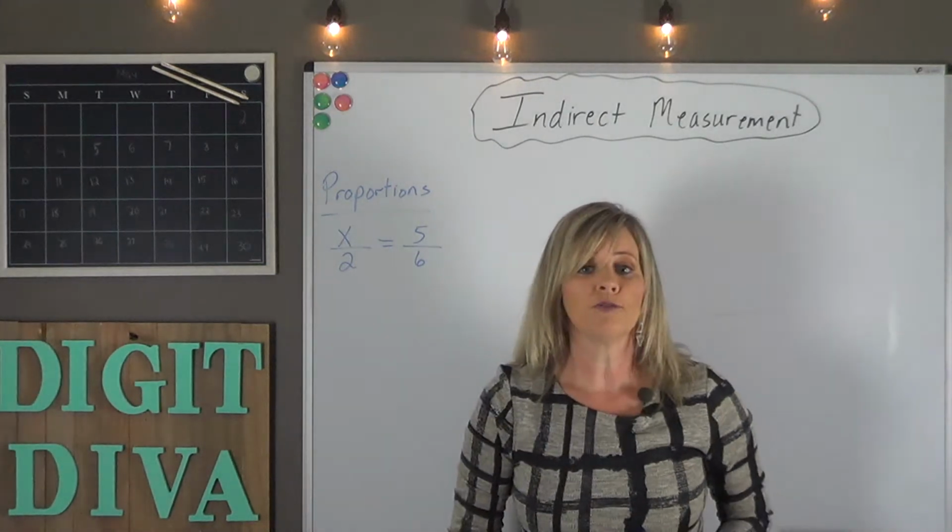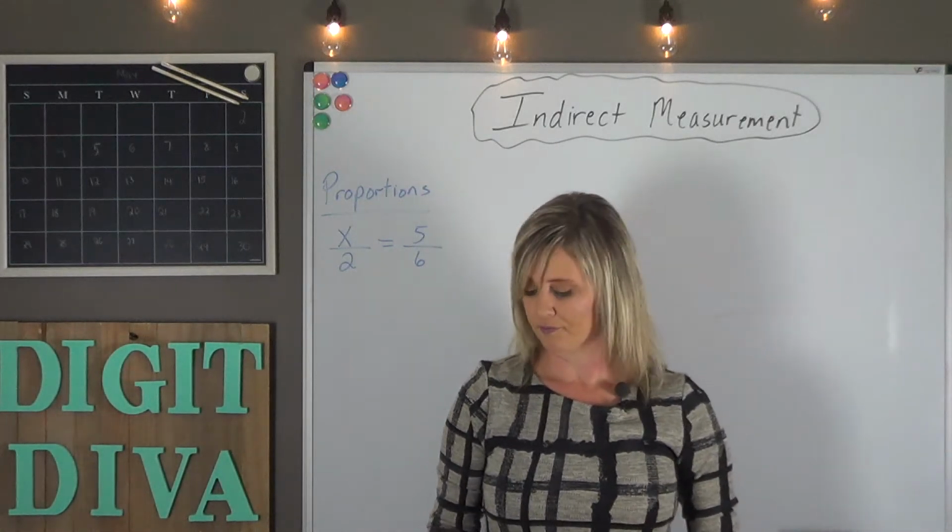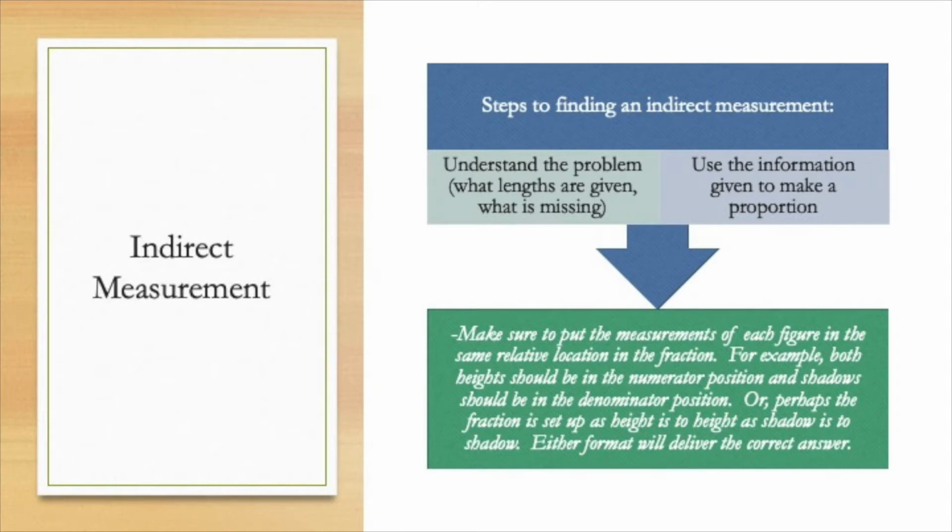All right, so before we begin our practice problems, I'd like to look at another slide with you. Steps to finding an indirect measurement. Understand the problem: what lengths are given, what is missing. And then you would use the information given to make a proportion. So in the green box, let's read it together. Make sure to put the measurement of each figure in the same relative location in the fraction.